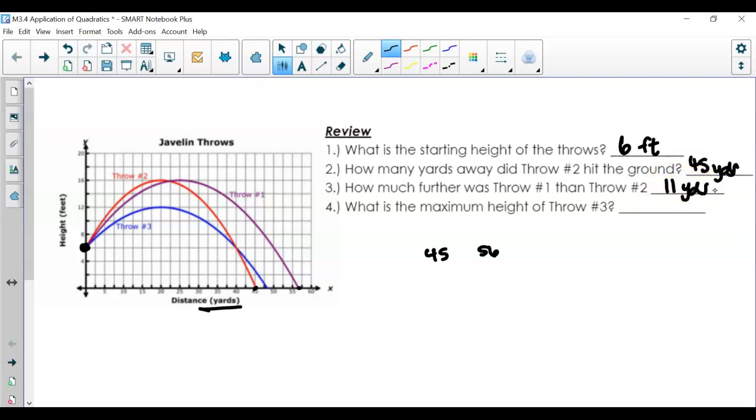And what was the maximum height of the throw? 3, which is the vertex here. So the vertex was here. The maximum height that it reached was 12 feet.